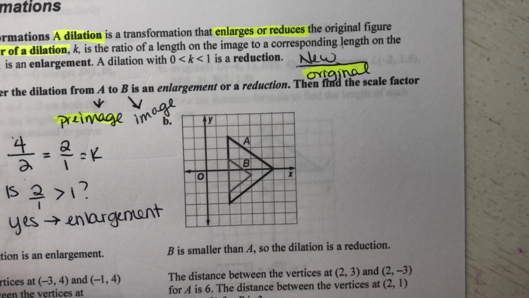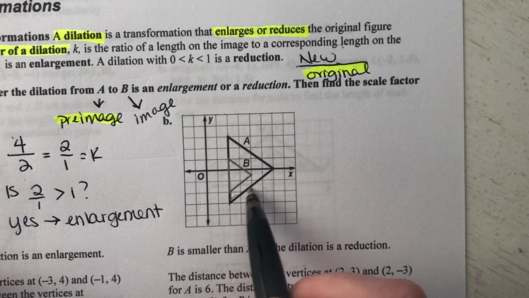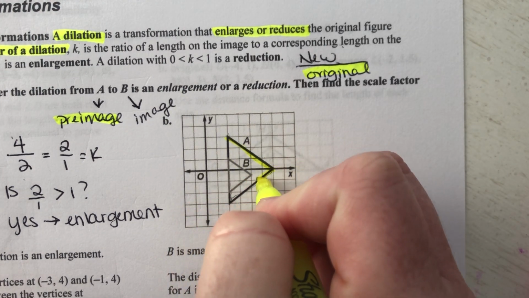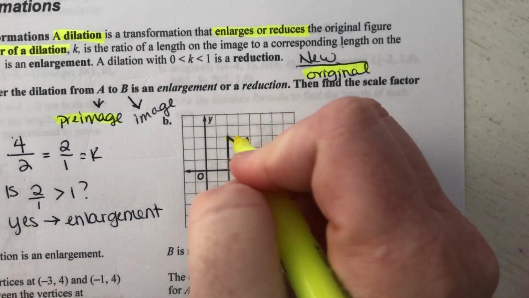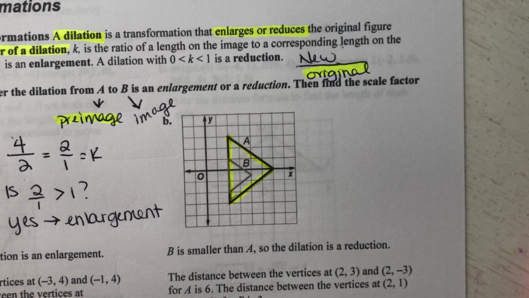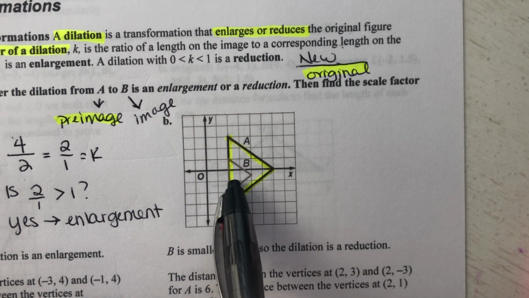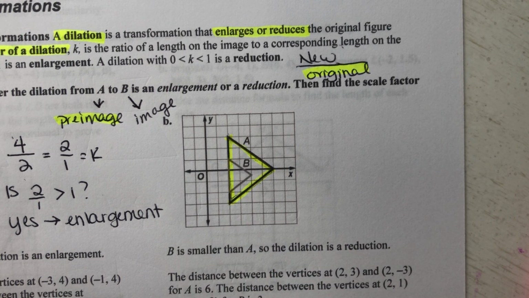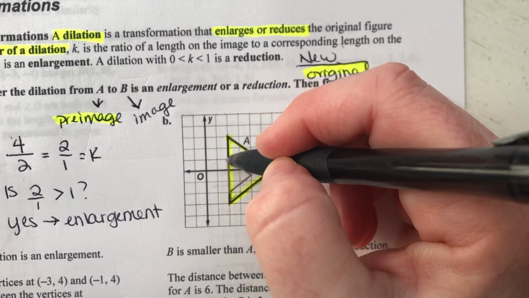Okay, let's do another one. Here, our pre-image is A. That's our original. And our new guy, our new image, I guess, is B. So going from this guy to this little guy, it looks like we have a reduction, right? Well, how do I measure that mathematically? I'm going to look at this side, okay?